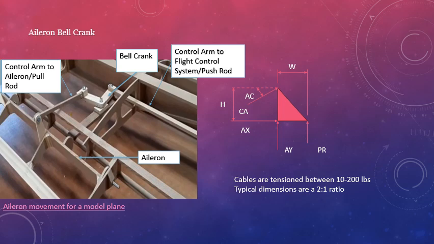On the right-hand side here, I have created a free body diagram of this system, and a couple of things to note. The typical dimensions are 2:1, so if it's 2 inches wide, it's an inch tall from joint to joint. And then cables are tensioned between 10 to 200 pounds. That's also an important thing to note, and we'll probably be changing those to newtons whenever we do our analysis, which is going to be over this system.